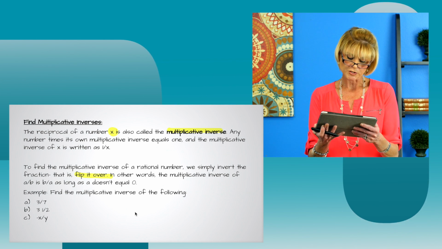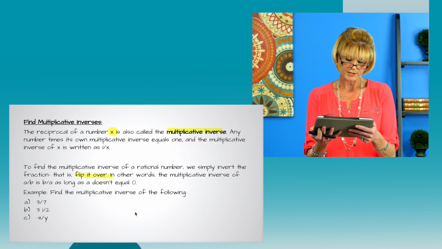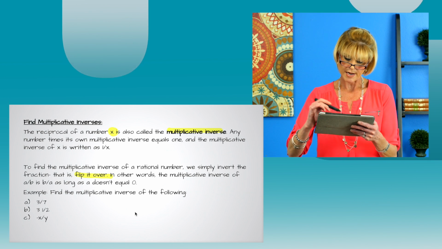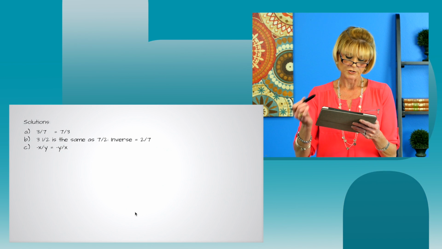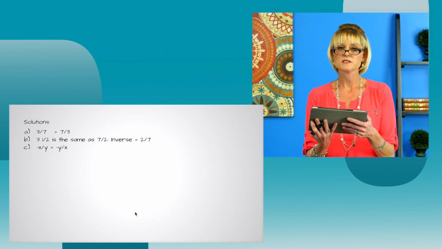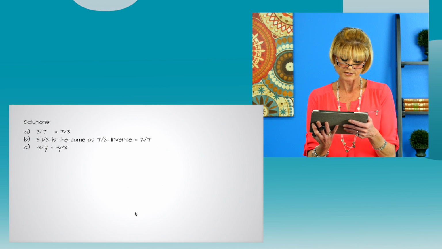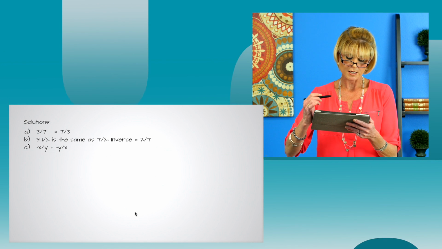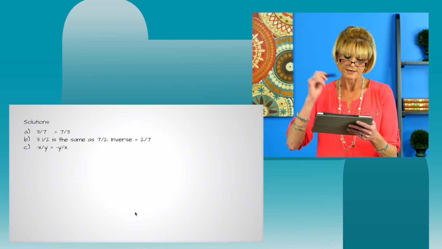Here's an example. Find the multiplicative inverse of the following: 3/7, 3.5, negative x over y. The solutions are actually pretty simple. The inverse of 3/7 is 7 over 3. 3.5 is the same as 7 over 2, so the inverse would be 2 over 7. And negative x over y would simply be negative y over x.